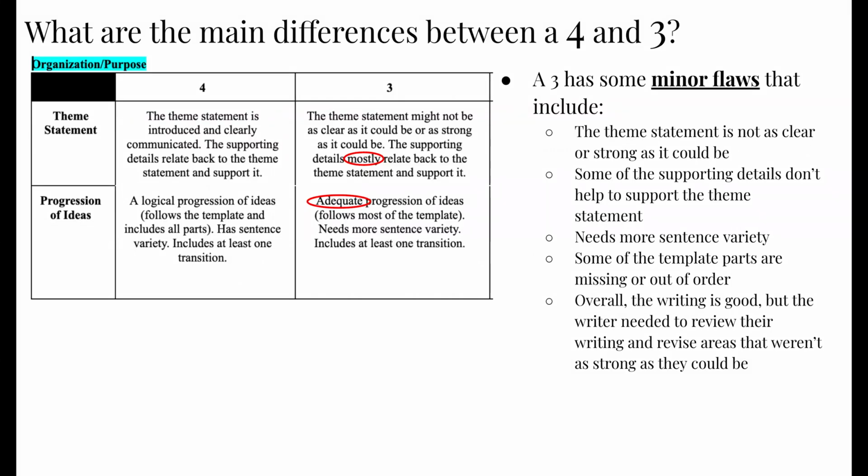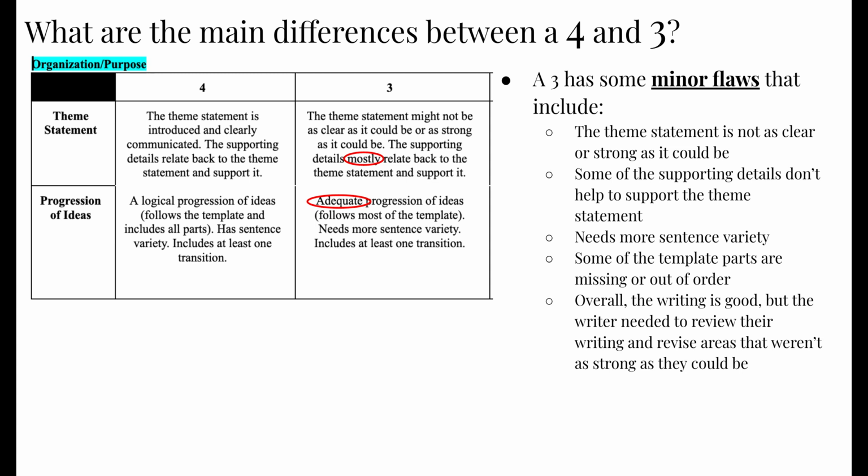So if you're wondering, what's the main difference between getting a 4 and a 3? Why would I get a 3 and not a 4? Well, these are pretty much the main reasons. If you get a 3, that means that your paragraph has some minor flaws. And some of those flaws could include that the theme statement is maybe not as clear or strong as it could be. Some of the supporting details don't help to support the theme statement.